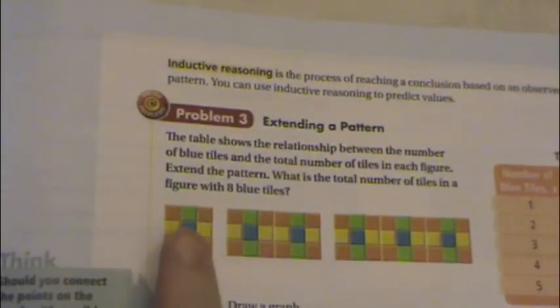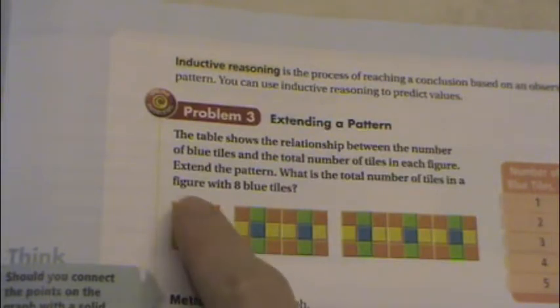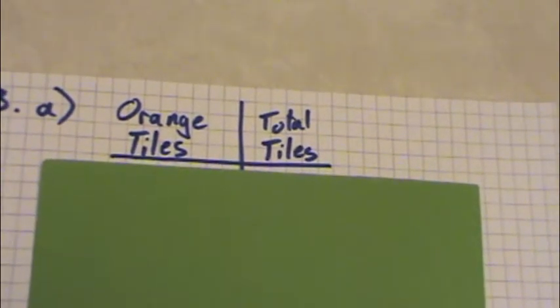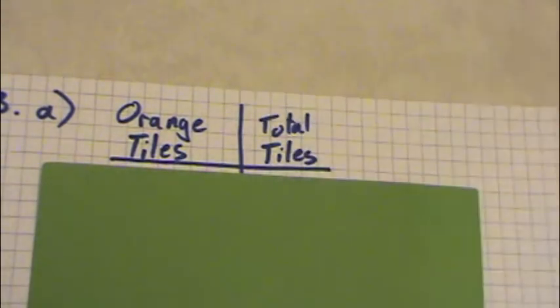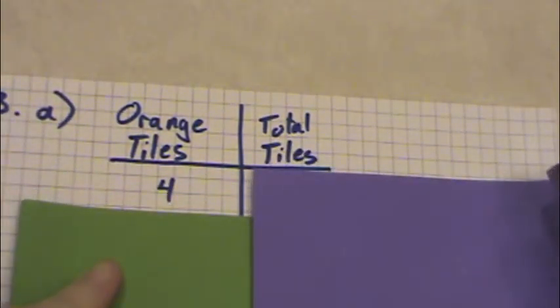So remember, we're using these pictures from your book, and we're trying to figure out, first of all, how many orange tiles in each pattern. So you make a table. Fortunately, they didn't ask too much. They just wanted a table. We don't need a graph. We don't need an equation. If you have 4 orange tiles, then how many tiles total do you have?